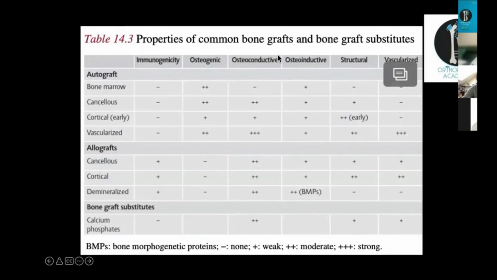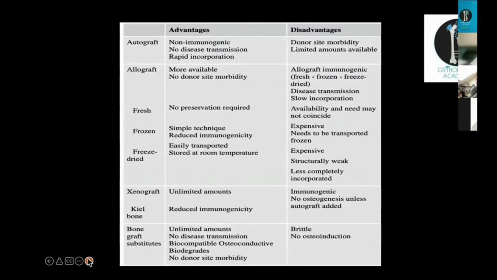It's all fine. So this is from Ramachandran, which goes through the different types. You could be asked what's the difference between osteogenic, osteoconductive, and osteoinductive. You could be asked that. And then you touched on the advantages and disadvantages of the different types of bone graft. As you say, xenograft we don't really use.